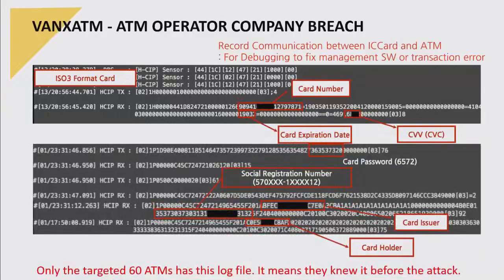But how can this kind of file exist on the ATM machine? The truth is this file is generated maybe by the developer or the programmer of the ATM manufacturers. They use this log to do some debugging. And remember I said only 60 ATM machines were infected and this kind of log was collected. These 60 ATM machines all have this log. So it means that the attacker already knew that only these 60 ATM machines with this kind of debugging module would generate this log. So they targeted this to gather this information.